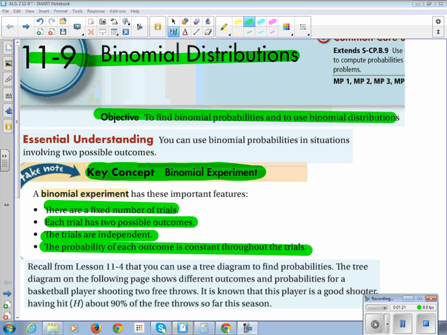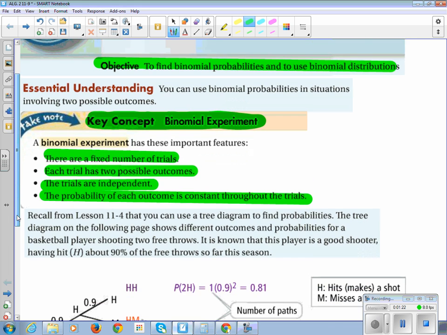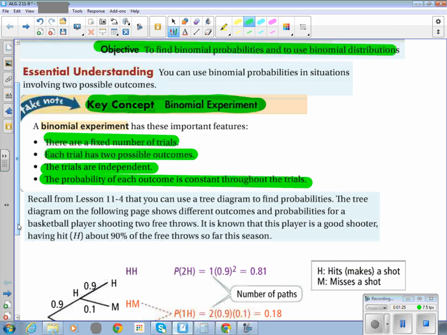Easy peasy, lemon squeezy. So you guys, on these notes, make sure you're highlighting what I'm highlighting and you're writing down what I'm writing down. That way you can get full credit.